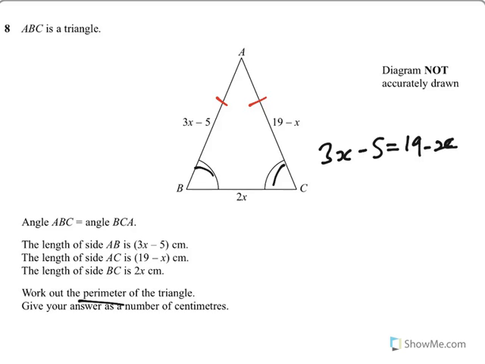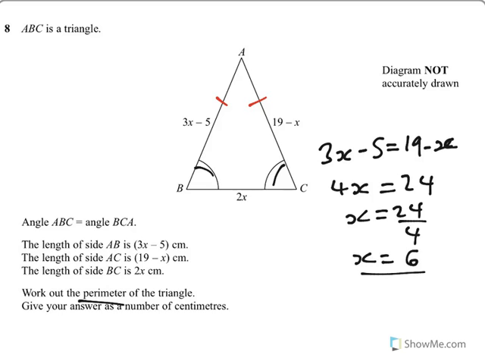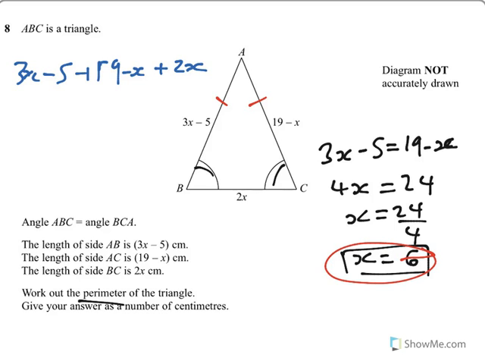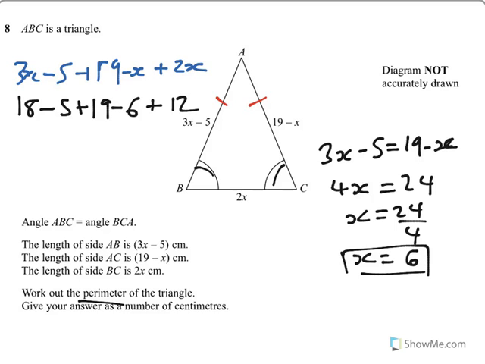We now need to rearrange this equation so that we can find x. So we're going to get 4x equals 24, x equals 24 divided by 4, x equals 6. We now need to use that to be able to find the perimeter of the triangle. So if we add up all the sides, we'll have 3x minus 5 plus 19 minus x plus 2x. Substitute in that x equals 6, so that'll be 18 minus 5 plus 19 minus 6 plus 12. If we add all of those up, we should get 38.